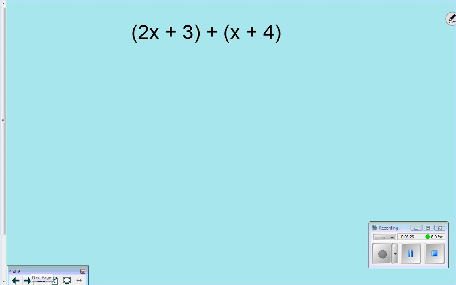So remember how I said it's basically two things that were simplified. Now we're going to add those answers together. So this is what your problems are going to look like: 2x plus 3 plus x plus 4. So this would be considered a linear expression here, and this would be considered a linear expression here.